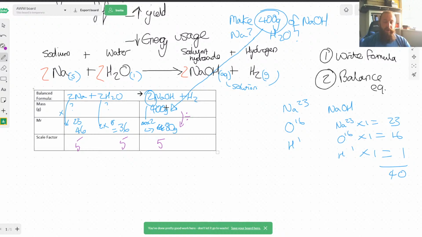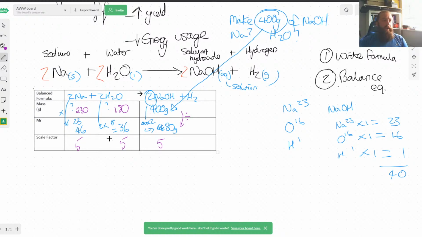Okay, so 400 is 5 times bigger than 80. So I need to scale all of these up by 5 as well. So if I do that, 5 times 36 is 180. And 5 times 46 is 230.